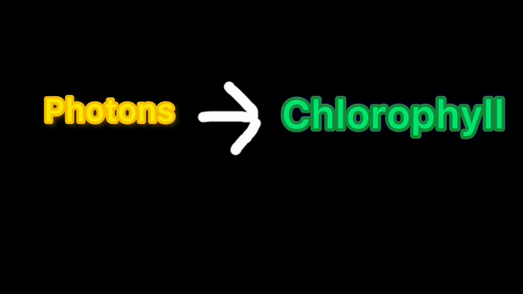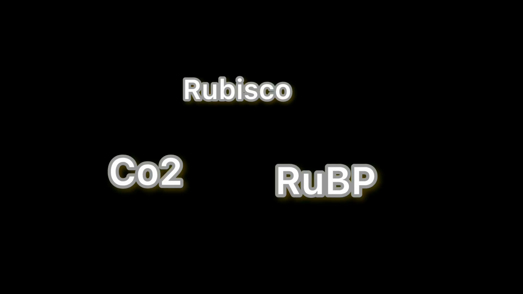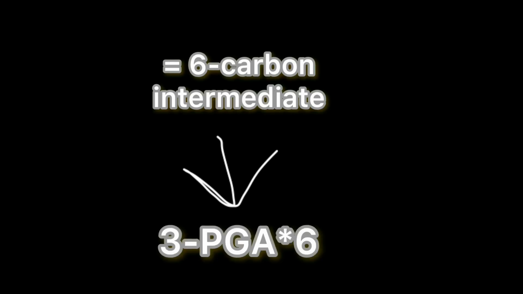First, chlorophyll captures light energy, which it then uses to split water into oxygen and CO2. Next, inside the stroma of the chloroplast, the enzyme RuBisCO takes CO2 and combines it with a 5-carbon sugar called ribulose 1,5-bisphosphate, or RuBP, to make a 6-carbon intermediate that is unstable and then immediately splits into 6 molecules of a 3-carbon compound called 3-phosphoglycerate, or 3-PGA.